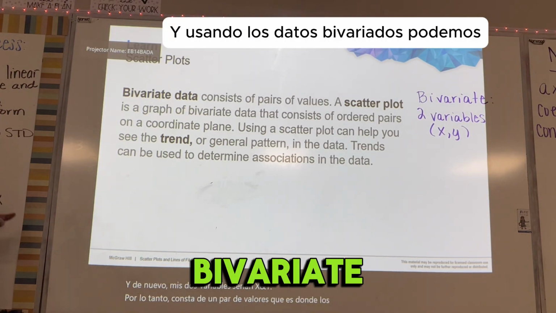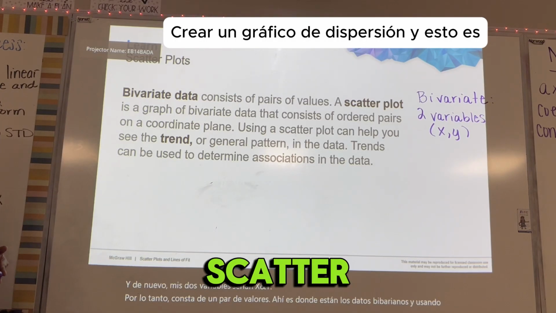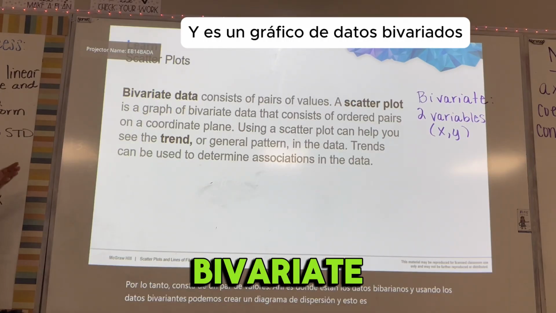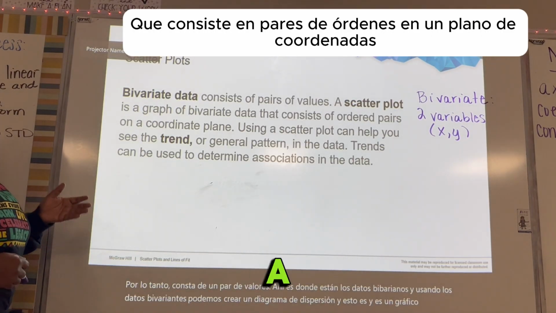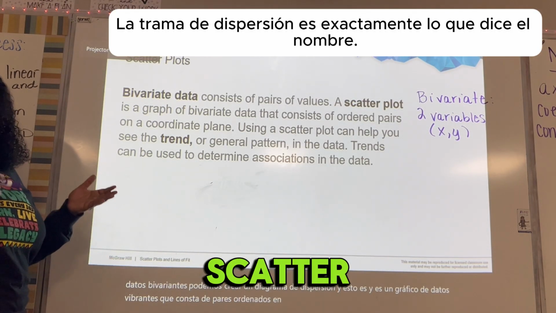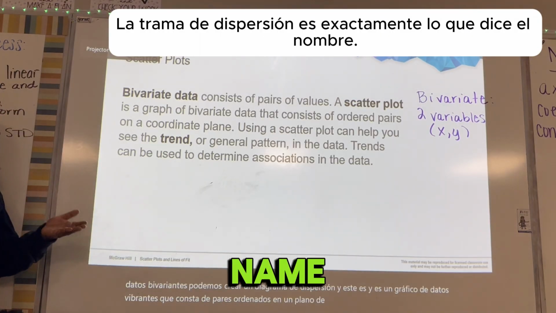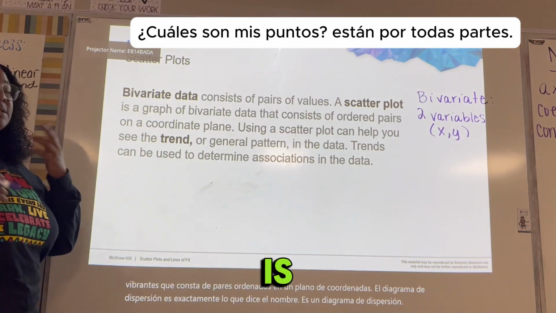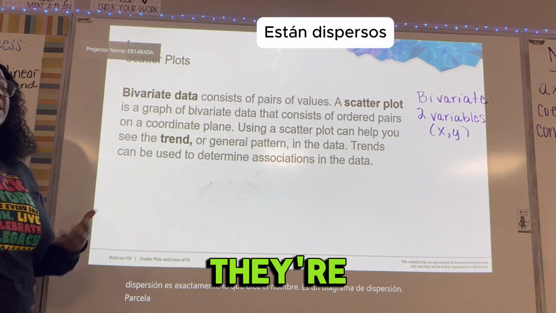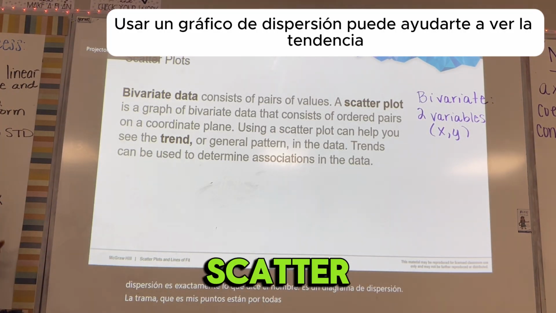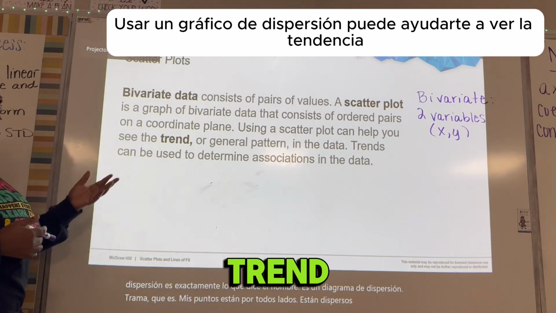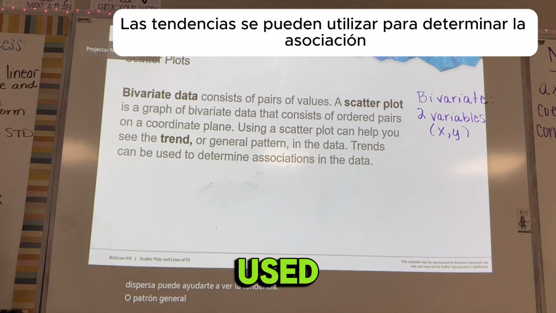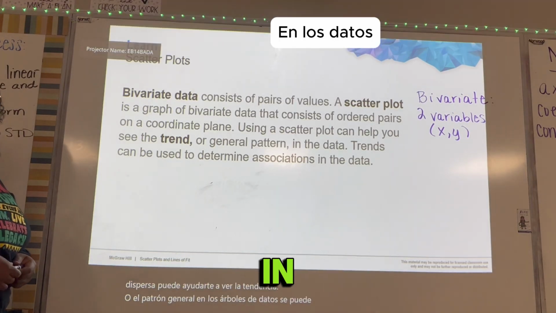And using the bivariate data, we can create a scatter plot. It is a graph of bivariate data that consists of ordered pairs on a coordinate plane. Scatter plot is exactly what the name says. It's a scatter plot. Plots, which are my points, are all over the place. They're scattered. Using a scatter plot can help you see the trend or general pattern in the data. Trends can be used to determine association in the data.